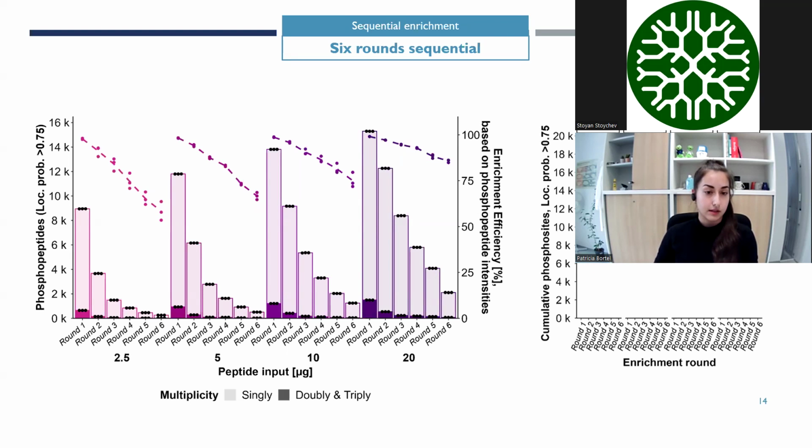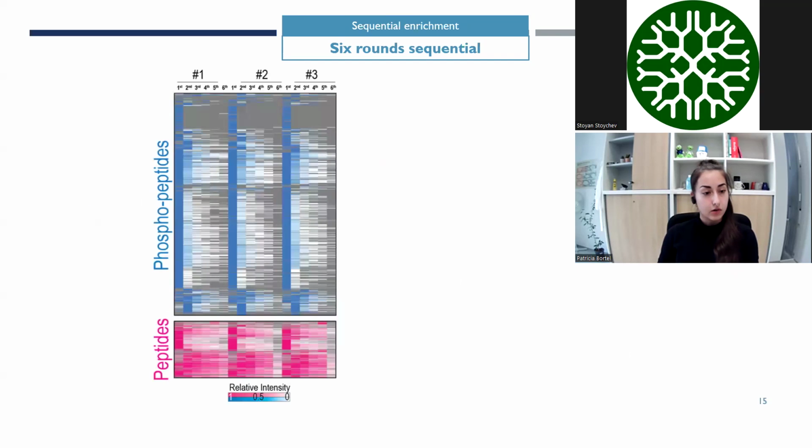And what we saw was that for the lower peptide input amounts, the highest increase in cumulative phosphosites came from the second round of enrichment, whereas for the higher input amounts, it was still beneficial to do a third round of sequential enrichment. And we also had a look at the abundance of the phosphopeptide.